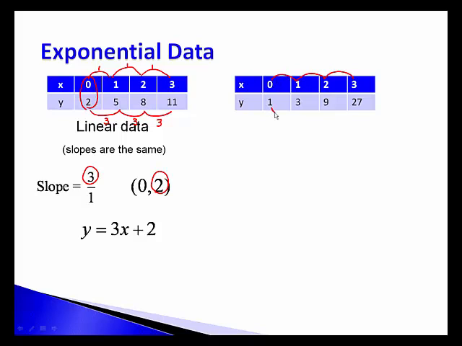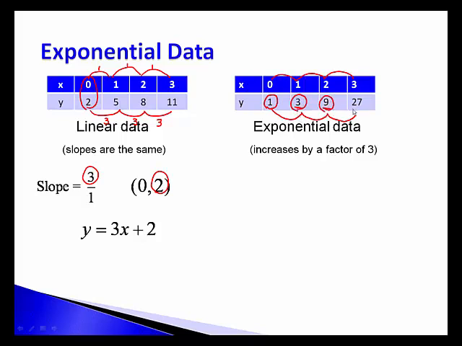Notice this time that the x's still increase by 1. But what do the y values increase by? Well, it turns out that this data is exponential because the y values increase by a factor of 3. Let me explain what I mean by that. 1 times 3 will get you this piece. 3 times 3 will get you this piece. 9 times 3 will get you this piece. So it increases each time by a factor of 3.